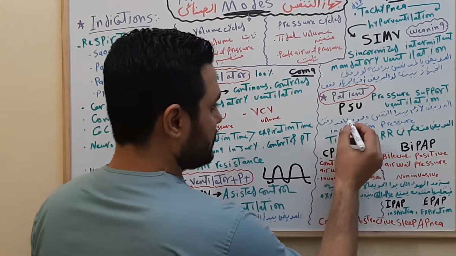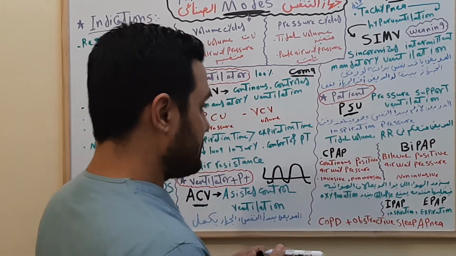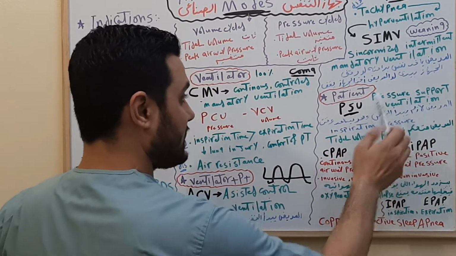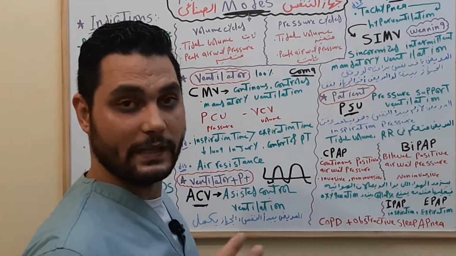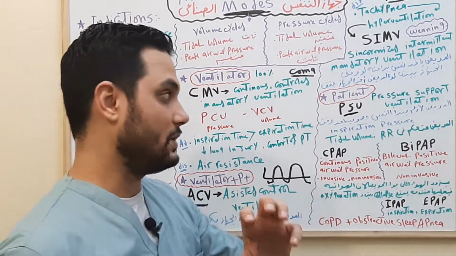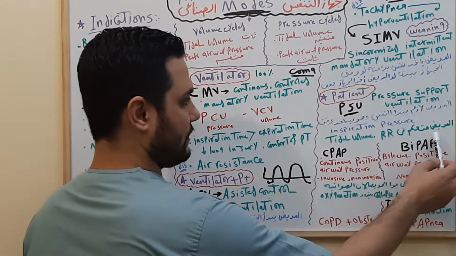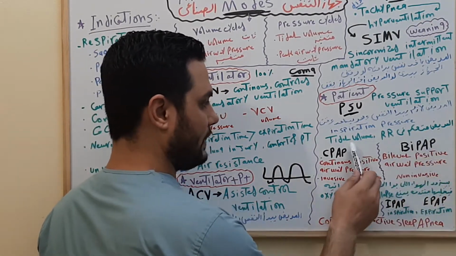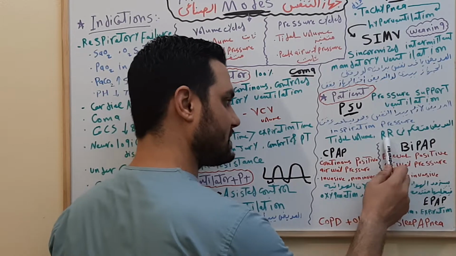Okay. The next mode is PSV. PSV is pressure support ventilation. It applies pressure to the patient when he takes his breath, during inspiration only. Okay. So as we said, the patient is the one who controls the tidal volume and respiratory rate.